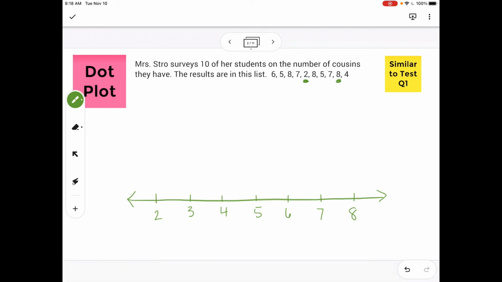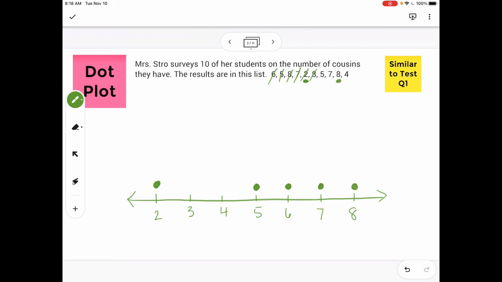Okay, so all we're gonna do now is we're gonna go ahead and place one dot to represent the piece of data, and we're gonna place it wherever it is on the number line. So I'm gonna start here on the first one with 6. So I'm gonna cross it off, and then I'm gonna put a little dot at 6. Next, I'm gonna go to 5 and put a dot on 5. The next value is 8, so I'm gonna put a dot on 8. 7, I'm gonna put a dot on 7. 2, I'm gonna put a dot on 2.